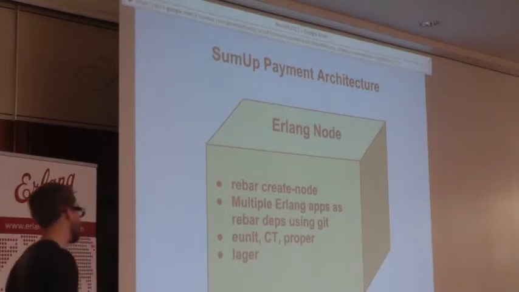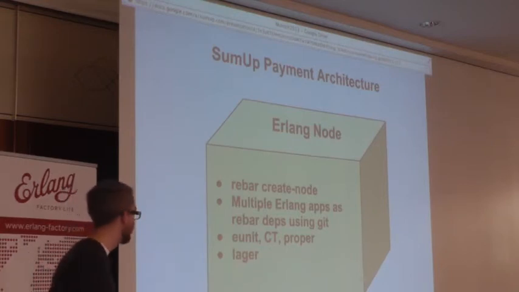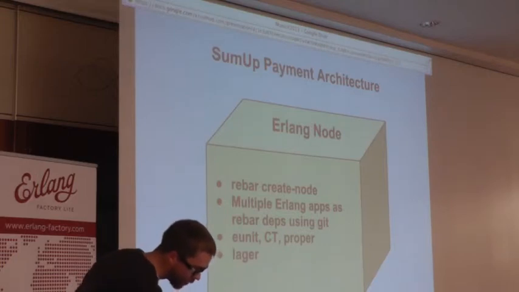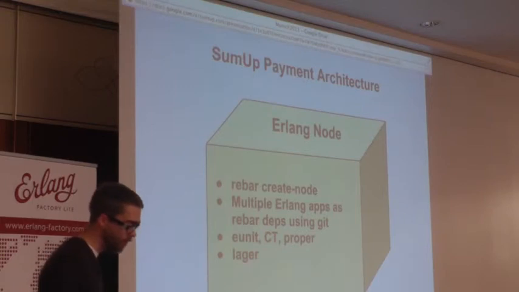And each node has some unit testing. We use EUnit and Common Test. We have a few property tests, but not much property-based testing right now. And we also use Lager from Basho for all of our logging.